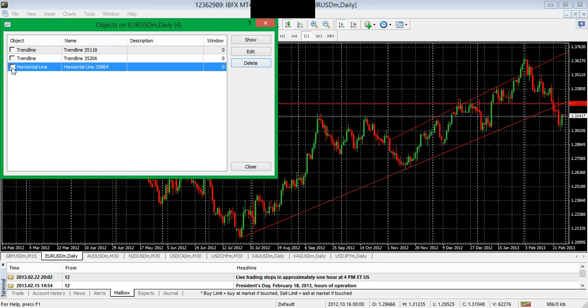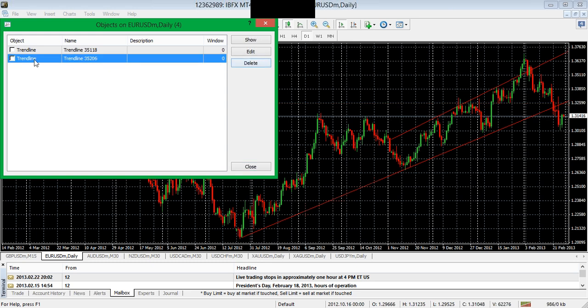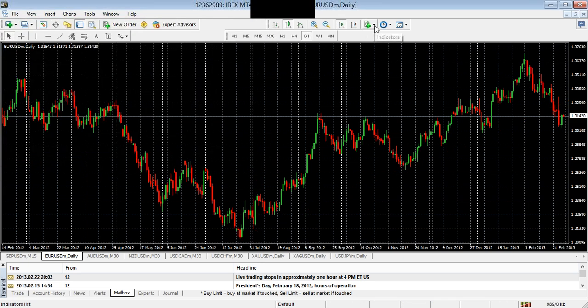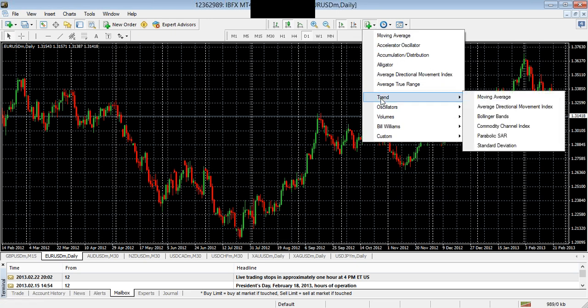So again, everything is right click, and then I go to my objects that I drew, and I'm going to take them off. So we'll start with a fresh screen, and I go up here to my indicators, my plus sign. Again, different indicators mean different things. You've got to know how to use it. So moving averages work better in trending markets.